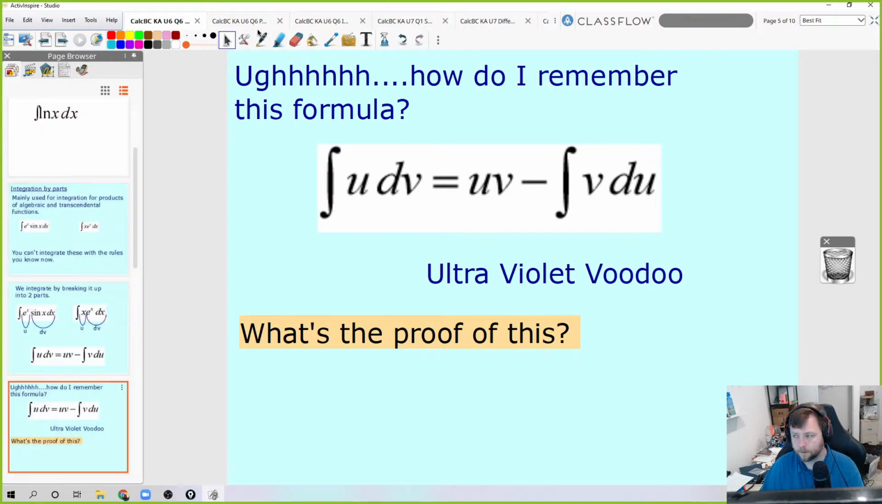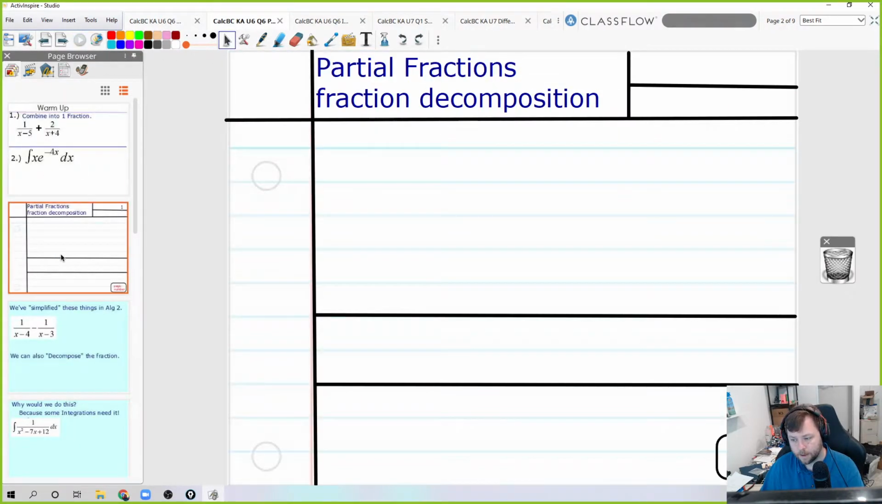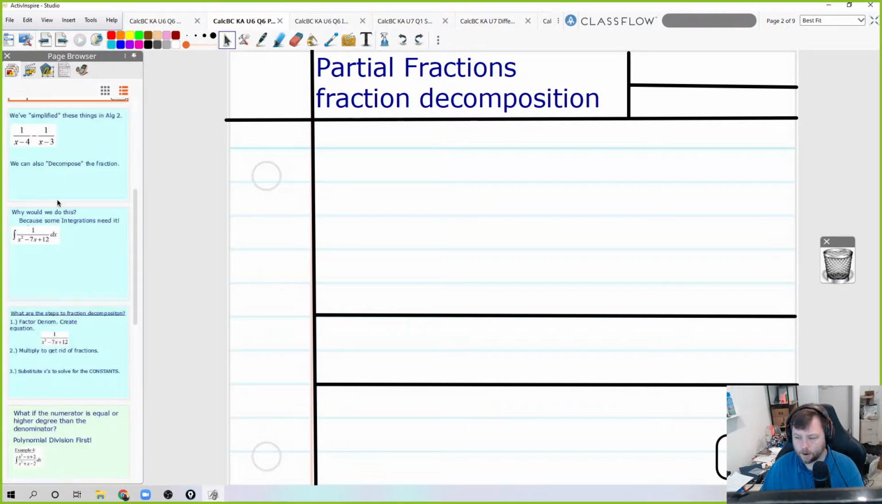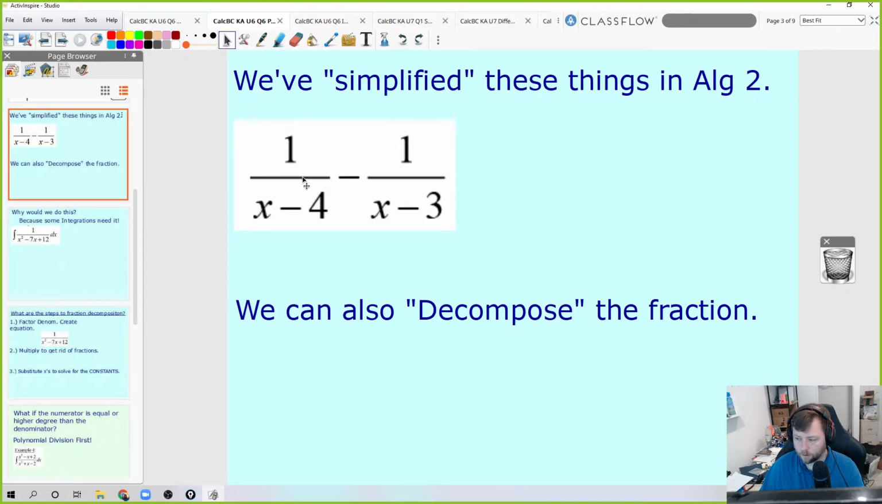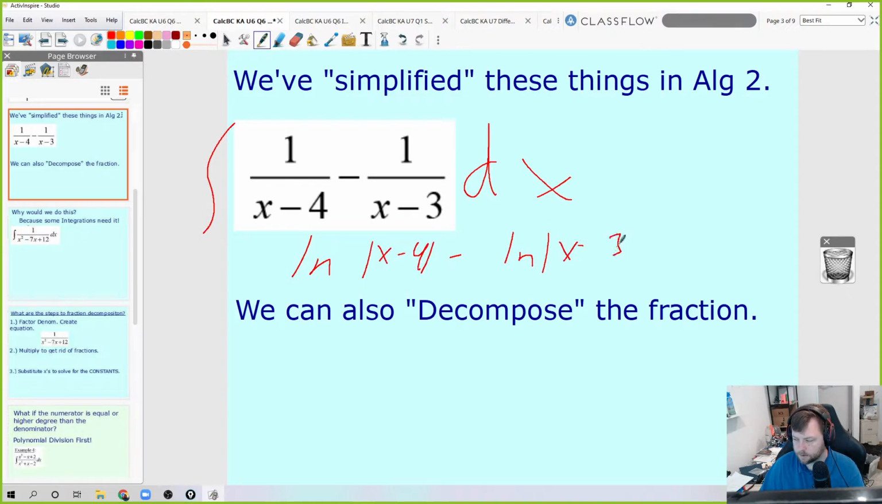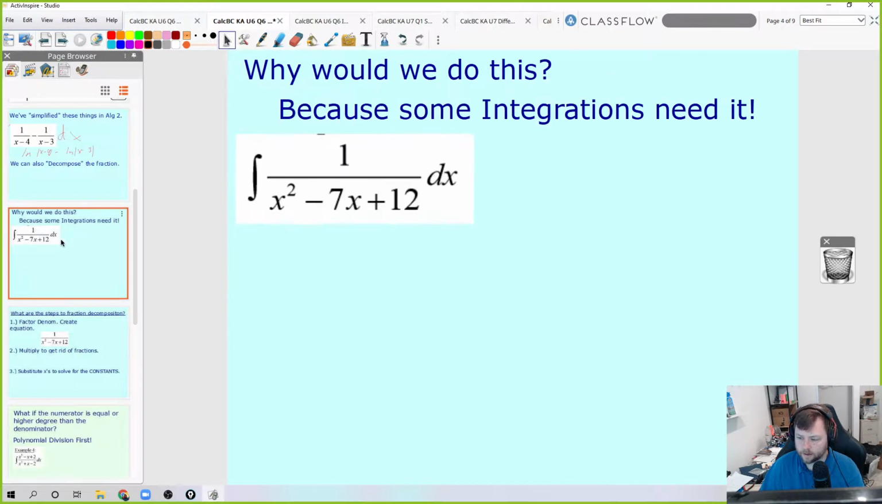That's what's to remember. The next thing we did, partial fractions. So partial fractions was about, hey, how do I take something like this and decompose it to something like 1 over x minus 4 and so on? Because I can integrate this. I can integrate something like this because each one of those would just integrate to the natural log of x minus 4 minus the natural log of x minus 3. But I cannot integrate this thing as is. So we had to break it down.